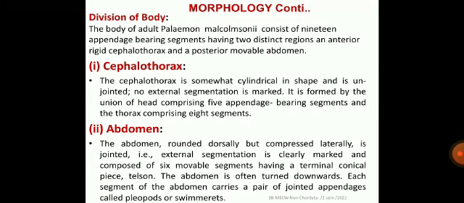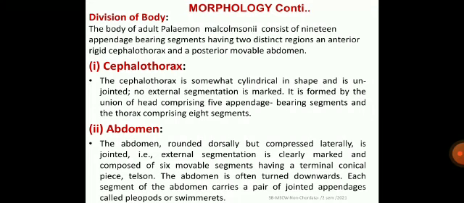The cephalothorax is somewhat cylindrical in shape and is unjointed. No external segmentation is marked. It is formed by the union of the head, comprising 5 appendage bearing segments, and the thorax comprising 8 segments. Hence, the cephalothorax is almost 13 segmented, while the abdomen is rounded dorsally but compressed laterally.